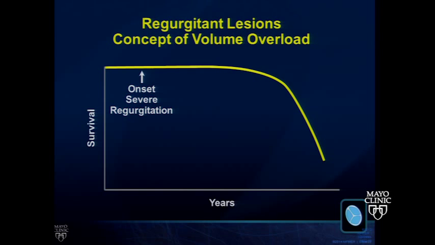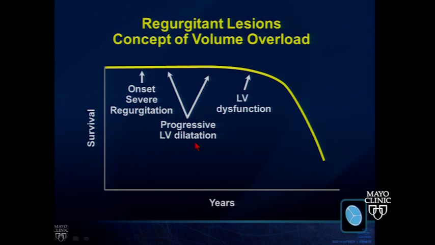So the conceptual framework on the natural history of volume overload is this: you're going to get the onset of severe regurgitation. Survival is going to be on this axis here. You're going to go years and years and years, and you're going to have progressive left ventricular dilatation to compensate for the volume overload. At some point in time, you're going to develop left ventricular dysfunction, which means that your prognosis will start to go down, and it's probably after left ventricular dysfunction occurs that symptoms will occur.